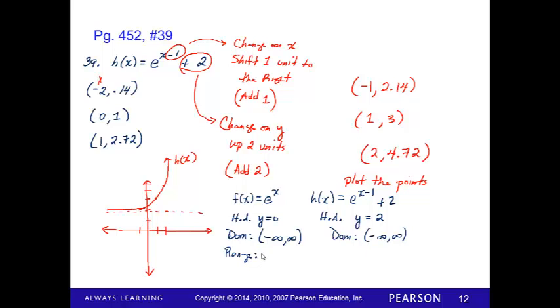The range of e to the x, if you look in your book, is 0 to infinity, not including 0. That's the horizontal asymptote, right? You can't touch it. And the range of h of x is 2 to infinity. So basically, it is your horizontal asymptote, and depending on if you're going up, you put infinity, and if you go down, it's -infinity.